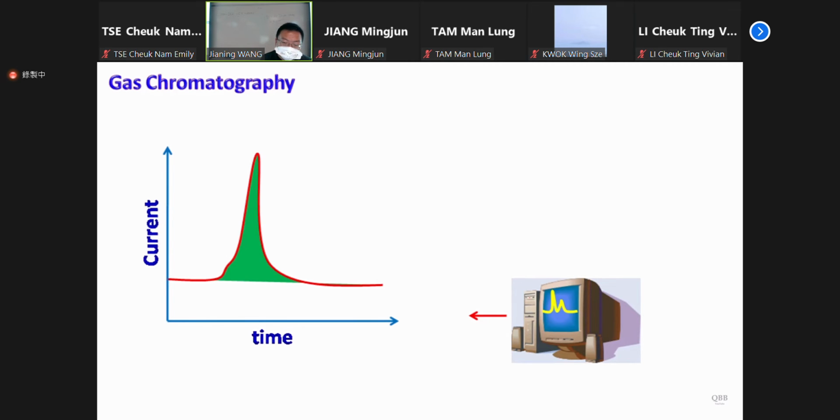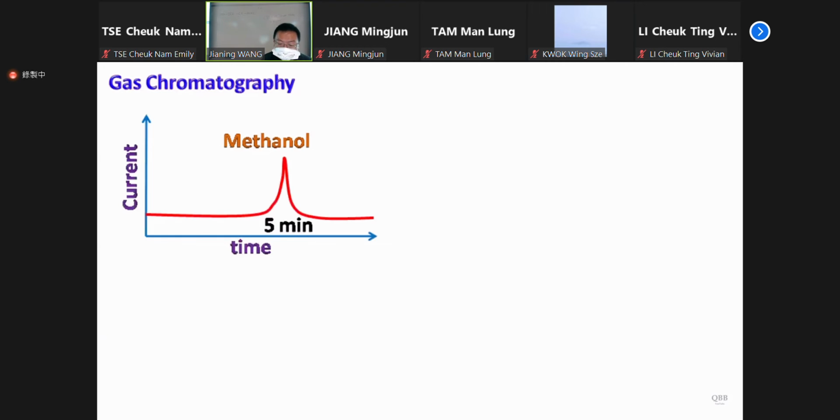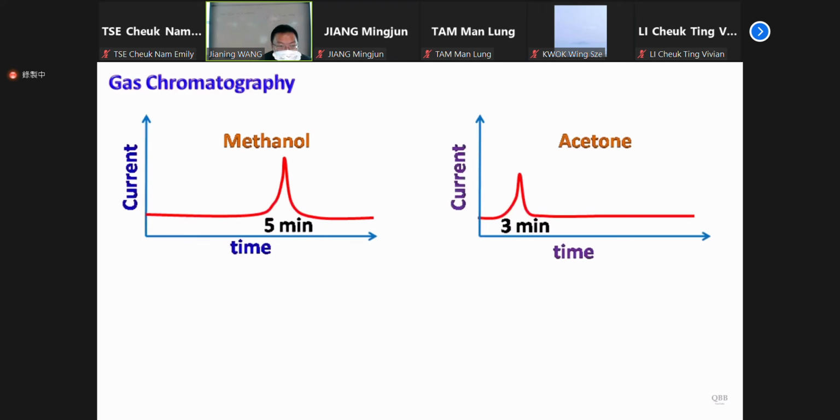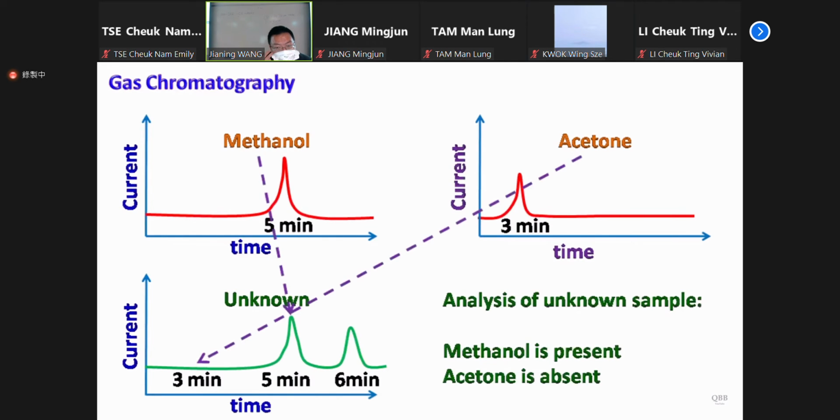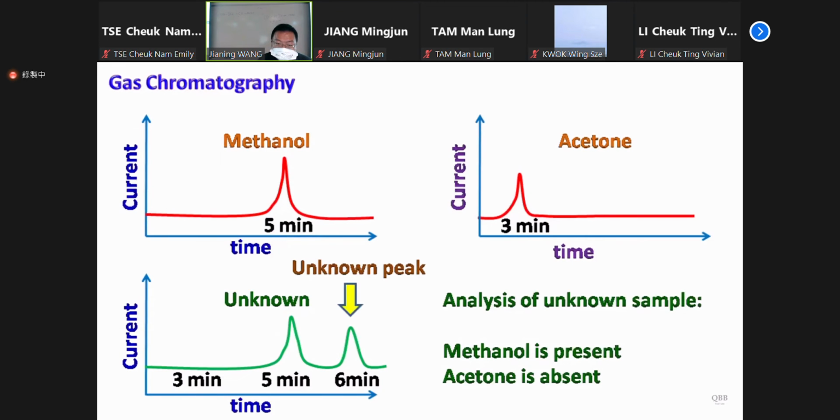Now, for the detection of unknown samples, we need to have standards. Let's understand this with an example. Suppose we run methanol as our sample and the peak of methanol is obtained at 5 minutes. Next, we run acetone as our sample and the peak of acetone is obtained at 3 minutes. Next, we run an unknown sample and we get this chromatogram. Now, using information from the standards, we can say methanol is present in the unknown sample, whereas acetone is absent. The remaining peak is still unknown as we do not have any standards to compare its retention time.